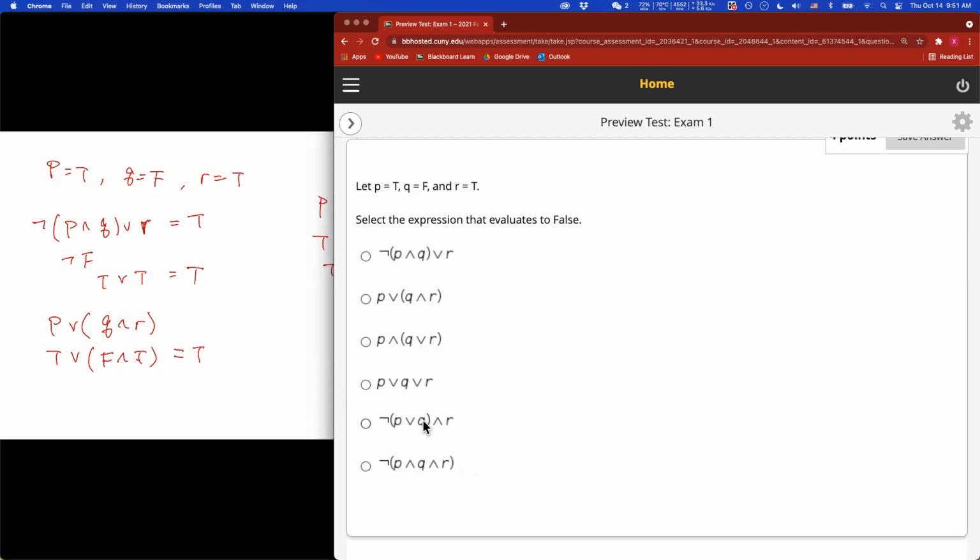Next you have negation of (P or Q), and then and R. So you have true or false, that's true. And then you negate it, you have false. You have false and true, so that will be false. And then the next one has negation of (P and Q), or and R. So with the or and relation as a form, if it is false, it will make it false. So the inside is false. When you negate it, it will become true. Any questions here?